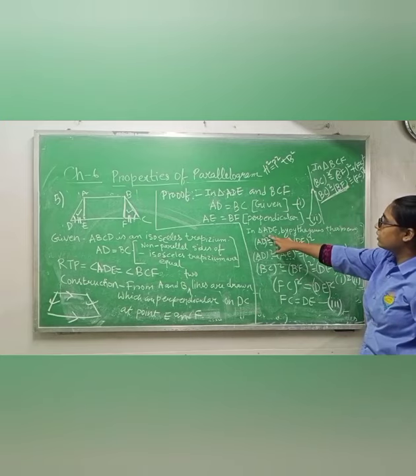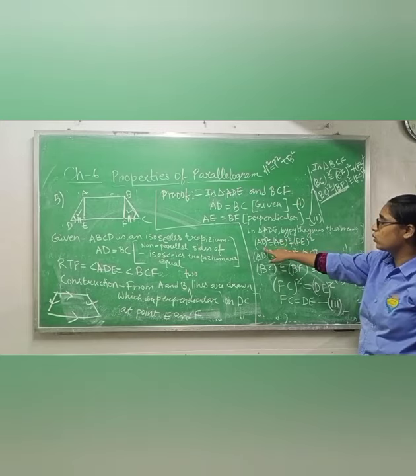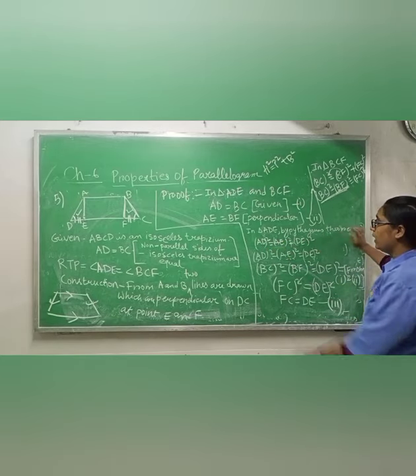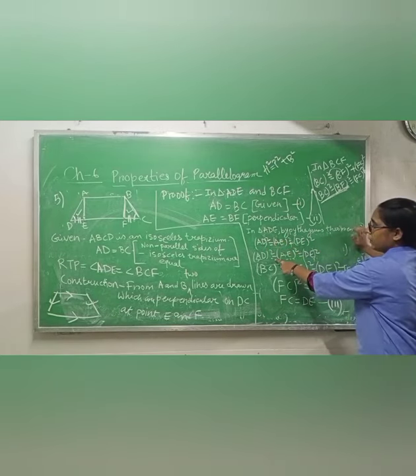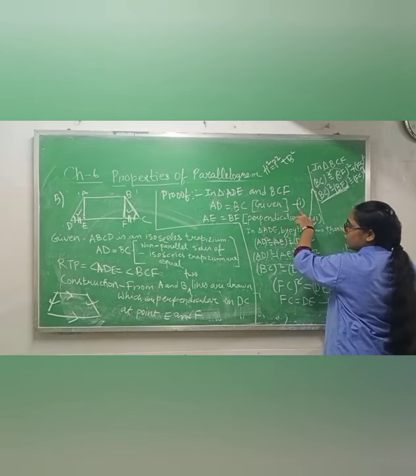Now you take triangle ADE, again you apply Pythagoras theorem, which is h square equals p square plus b square. Again plus will go there, it will become minus. In place of AD you can put BC from equation 1.